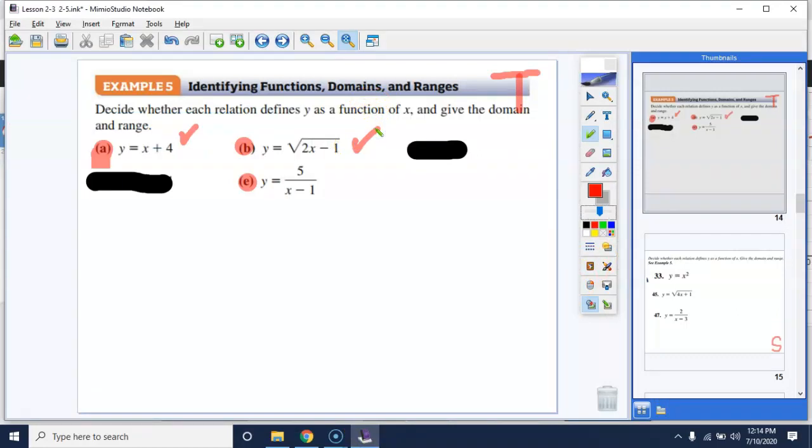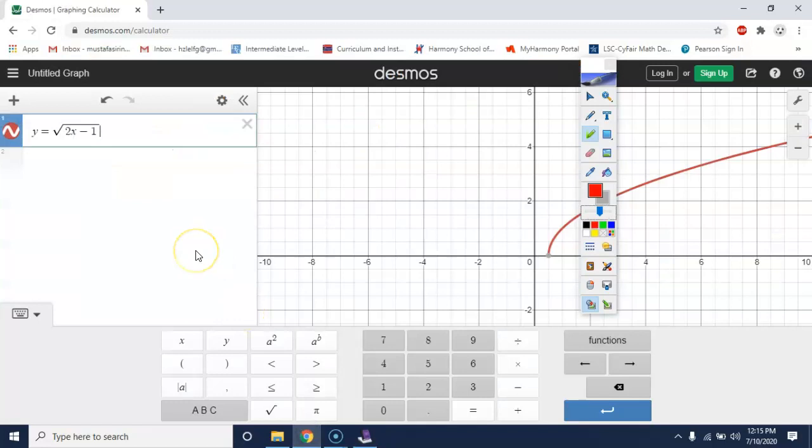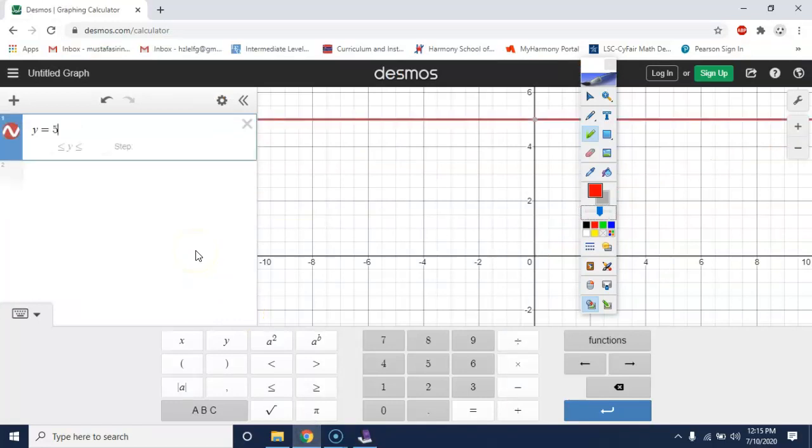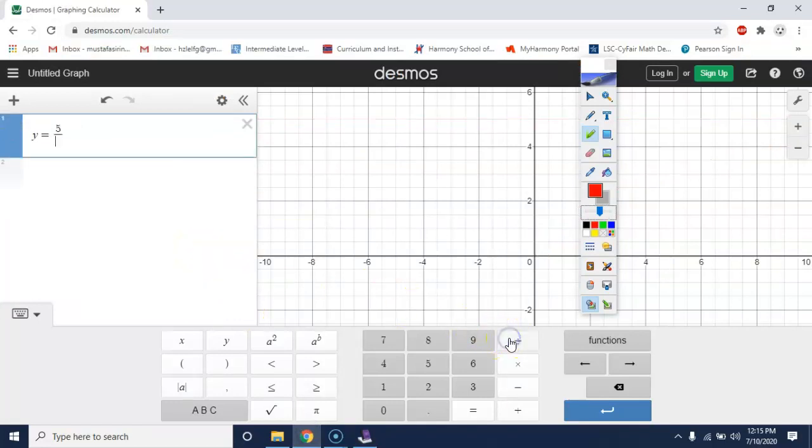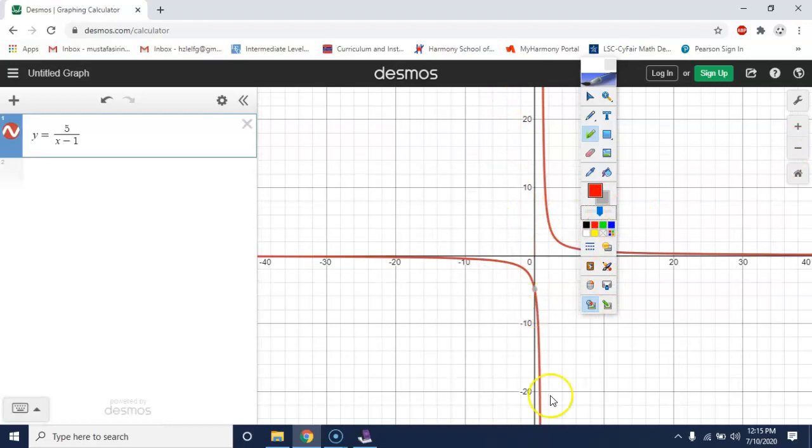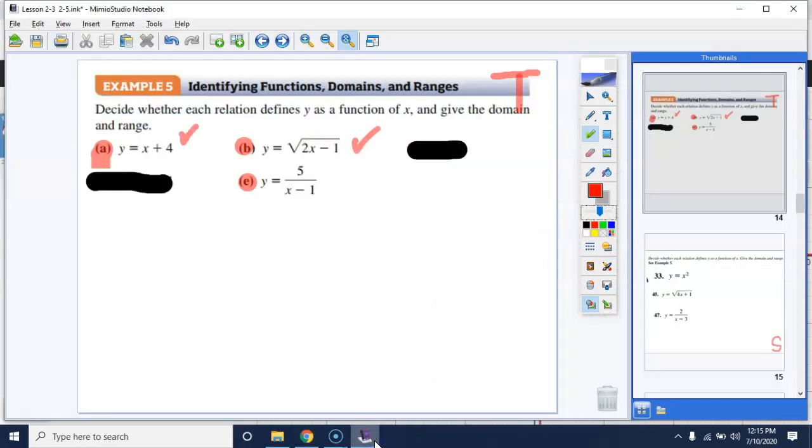Okay. And lastly, have a look at this one, 5 over x minus 1. So this one also should be a function because the vertical line will cross once. So they're all functions.